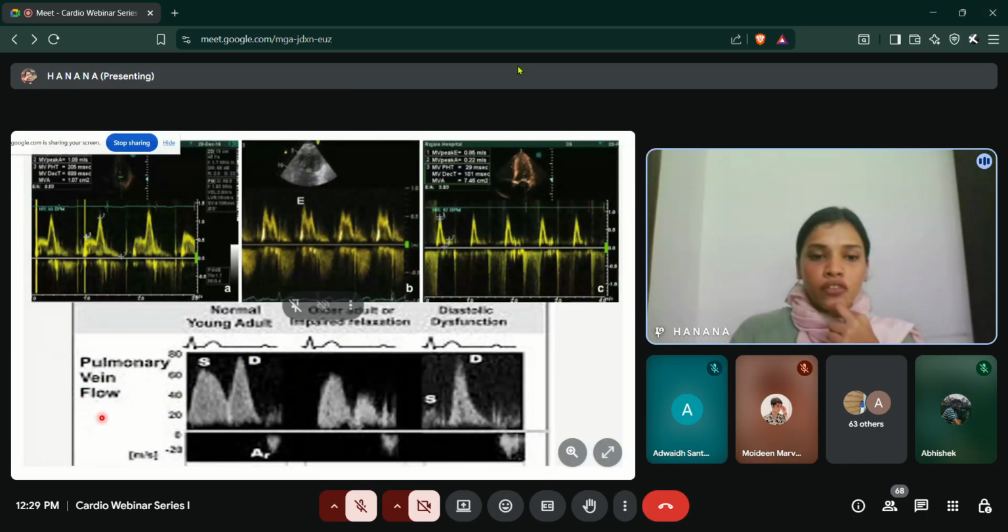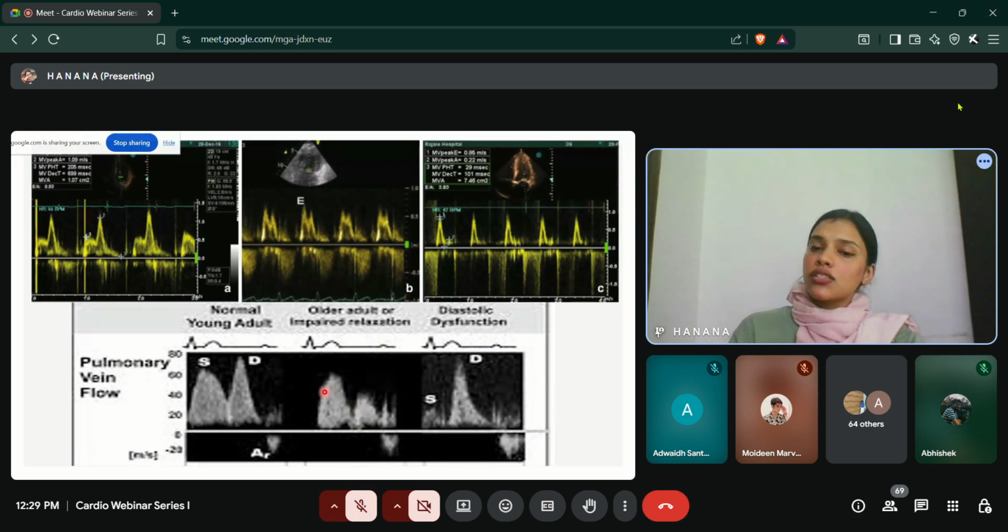And here look at the pulmonary veins. This is a normal patient. He has almost similar S and D, which are the systolic and diastolic waveforms. And here it is also an impaired relaxation, and the pulmonary vein is not affected in case of impaired relaxation. So also S is greater than D, but when diastolic dysfunction happens, which means grade 2 or grade 3, S is very small and D is very high. So S is less than D, which means a diastolic dysfunction for this patient.